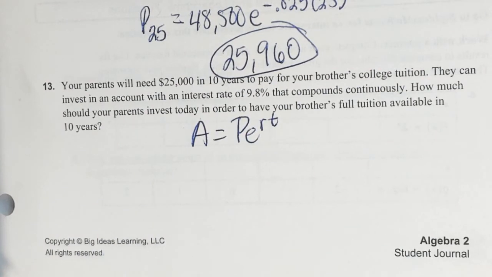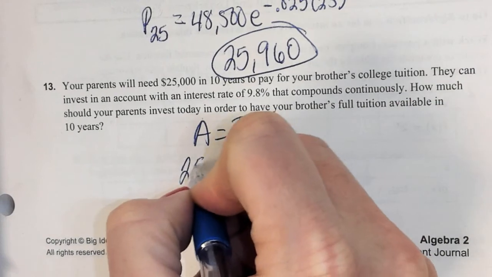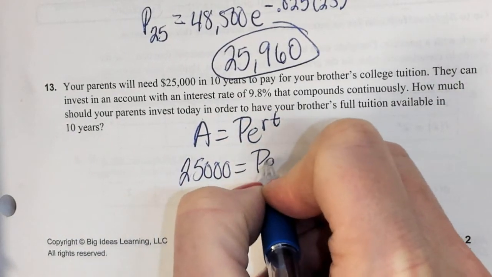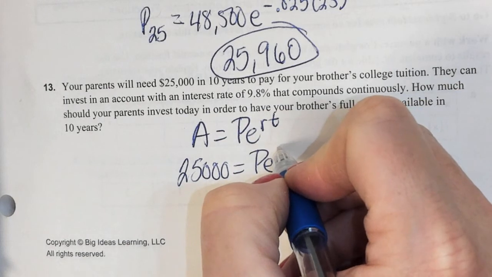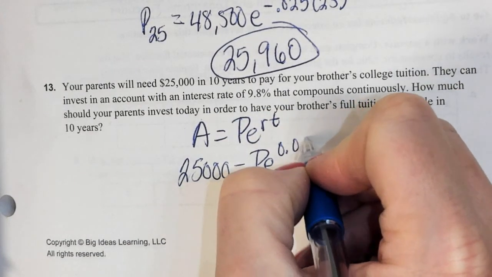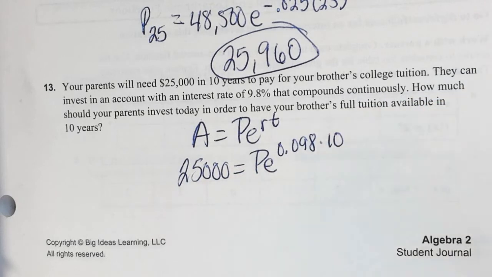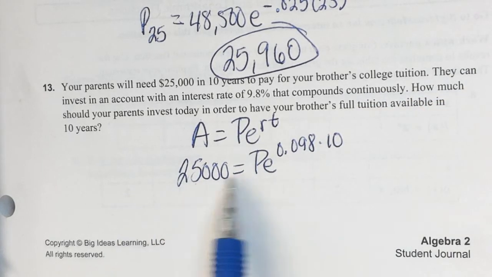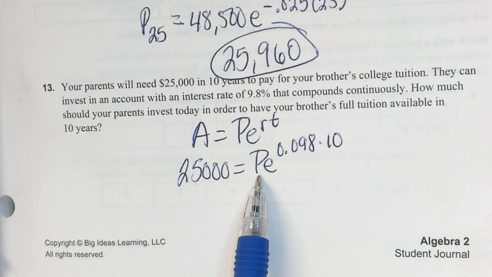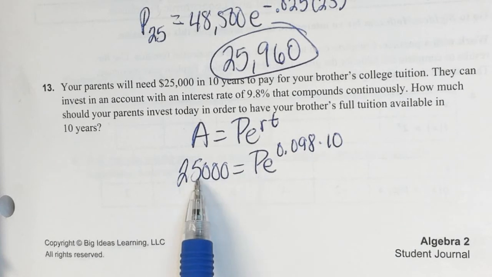Can we think of what we would do here? How would we set this up? Baxter, what would we do? So you're going to have 25,000 equals, and then P times e to the 0.098 times 10. And how did you know to put all that there? Why didn't you put the 25,000 here? Because that's the result I wanted, it's not the principal.